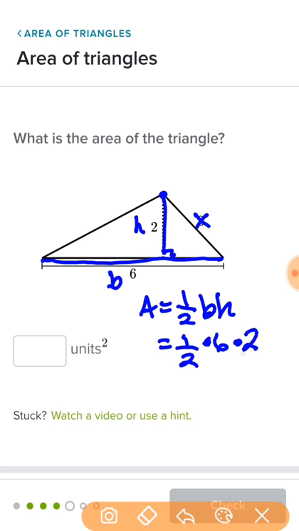times the height, which is 2. Half of 6 is 3. Bring down the times 2. And 3 times 2 is 6. So my final area will be 6 units squared.